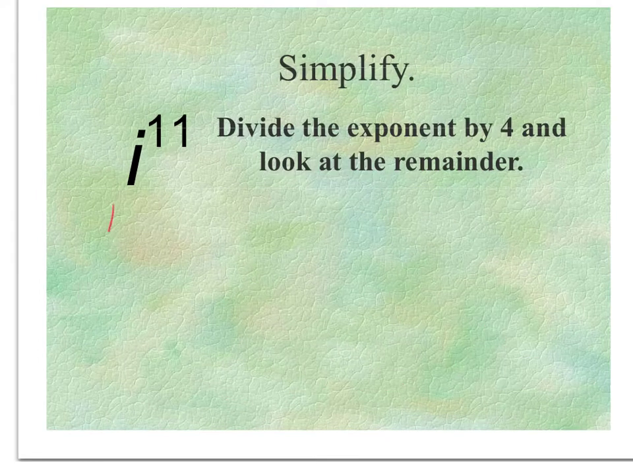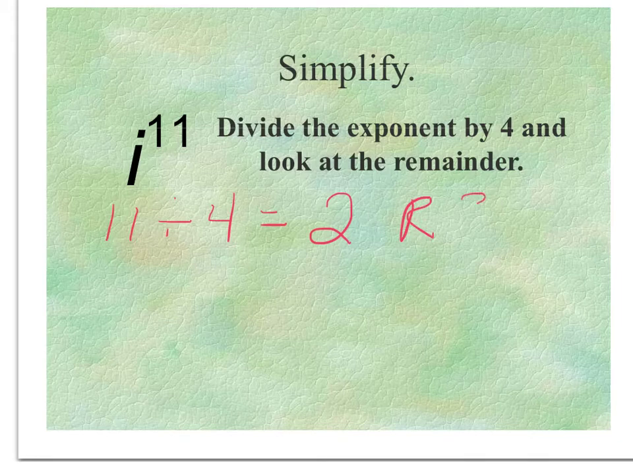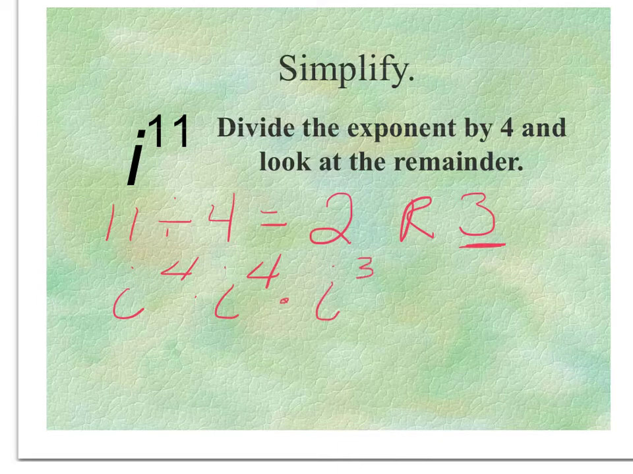I to the 11th, we take 11 and divide that by 4, and you're going to get 2 with a remainder of 3. We're going to use that remainder, so that means I'm going to get I to the 4th times I to the 4th, which is I to the 8th, and then that gives me an I cubed. Now I know that I to the 4th is 1 times 1, and I cubed is the same thing as me saying negative I. So therefore my answer is negative I.